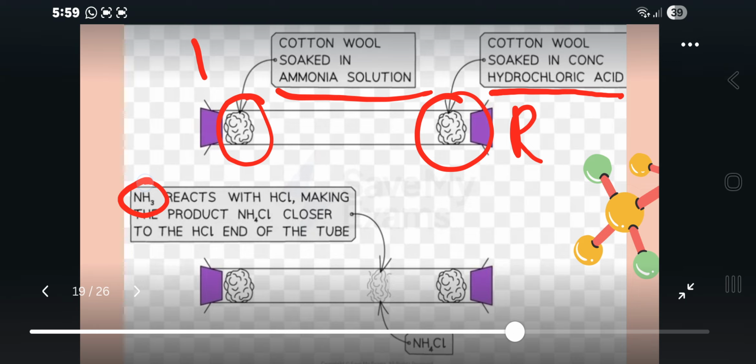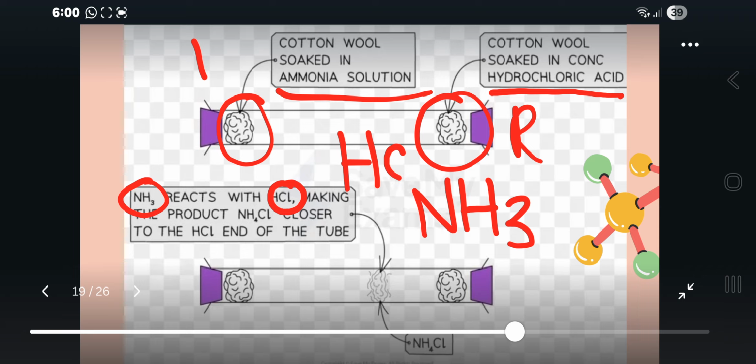Now this NH3, I will tell you what it is. NH3 is ammonia, ammonia solution. I'm writing NH3, ammonia solution. So they write the short forms, and that's why they write the real names from the periodic table. Now HCl is what? Hydrochloric acid, HCl.